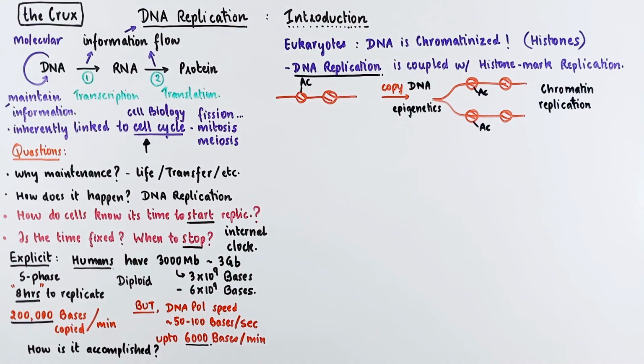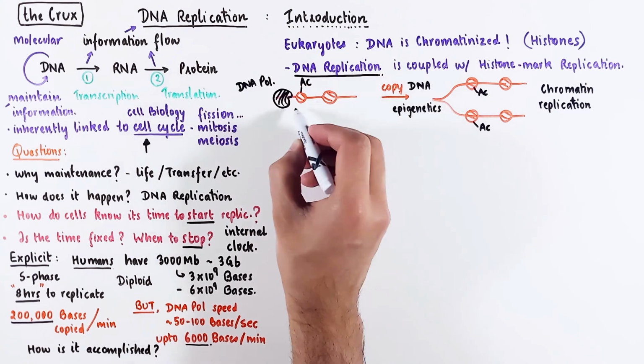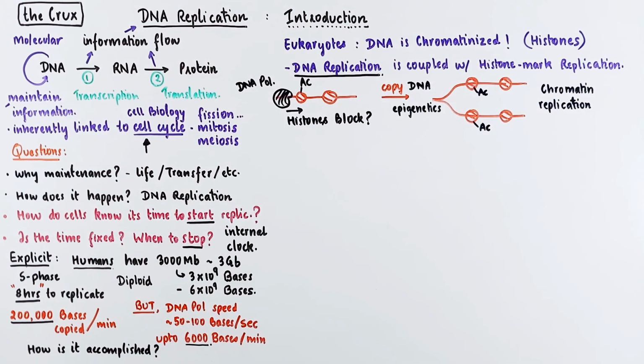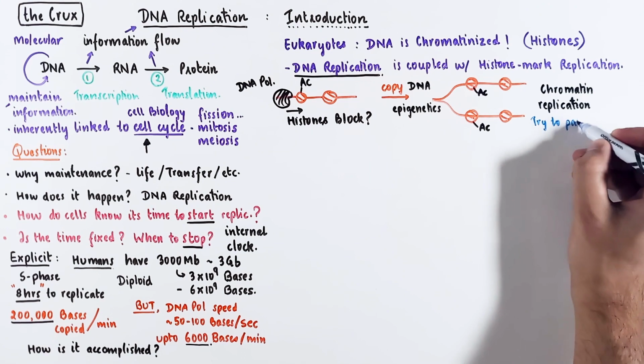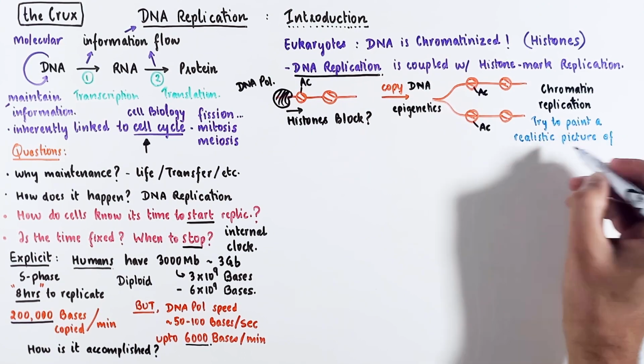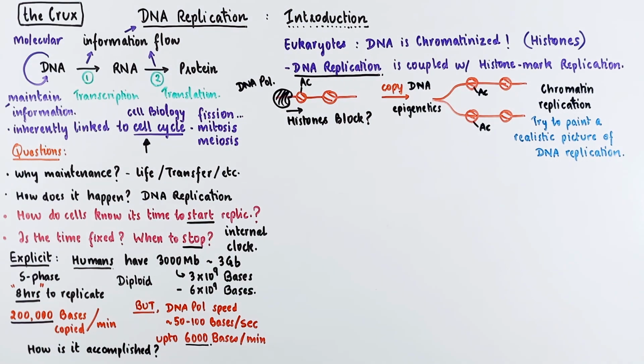Here's another thing. Since DNA polymerase moves on the DNA to replicate it, do you think histones would block the movement of polymerase? We have seen the same sort of problem when we discussed RNA polymerase movement. Anyways, with this series, I will attempt to paint a more realistic picture of DNA replication, something that is not very often appreciated. So how are we going to do this?